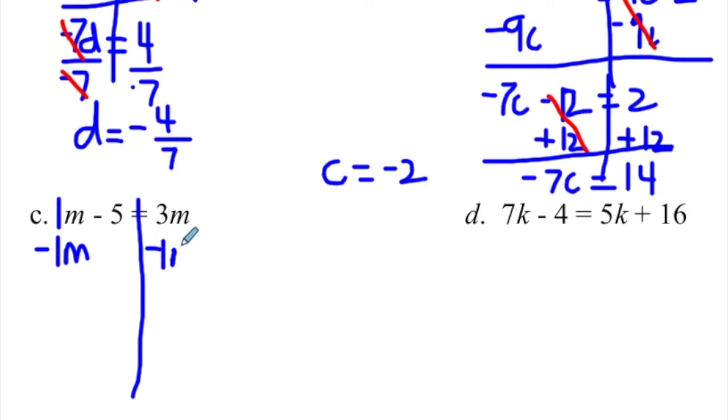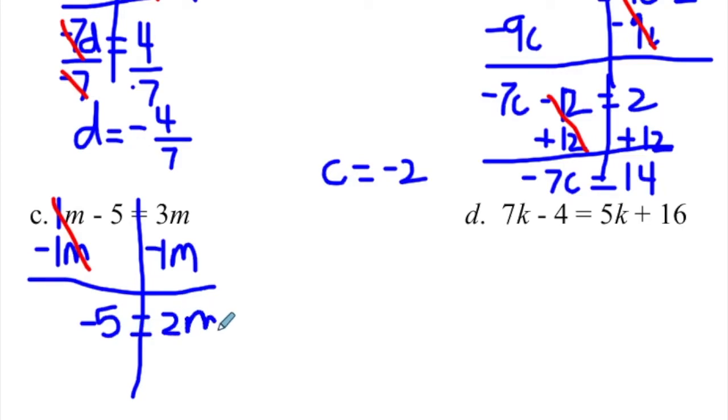So when I do that, I'm successfully getting all of my variables collected in the same spot. These here will cancel out, which means that I am able to say that negative 5, make sure you don't lose that sign on your 5, negative 5 is equal to 2m. And then I just have a one-step equation.